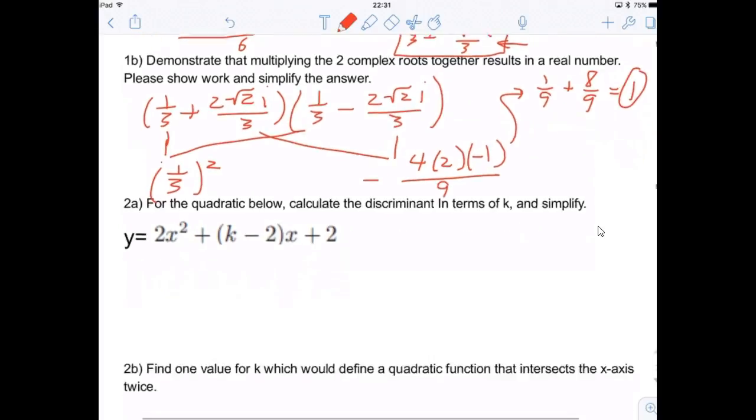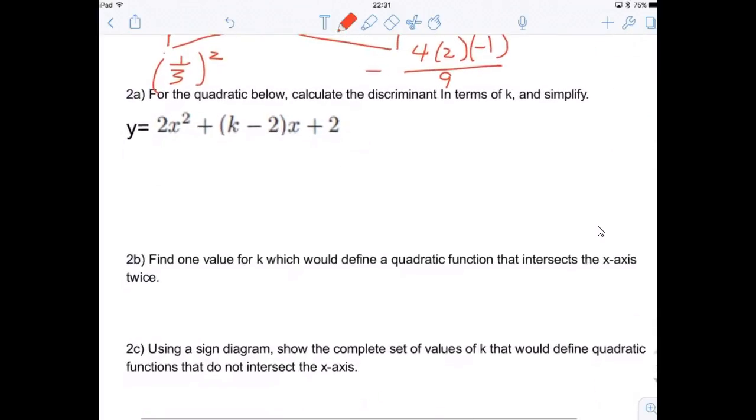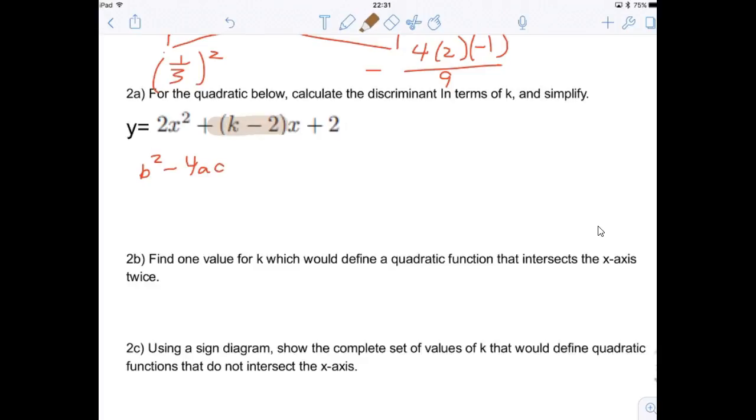It's 1. Okay, for the quadratic below, calculate the discriminant in terms of k and simplify. Remember, the discriminant is b squared minus 4ac, okay? And in this case, b squared is k minus 2, and a is 2, and c is 2. So we're going to substitute in k minus 2 for b squared, and this is the discriminant, which is sometimes written with the Greek letter delta.